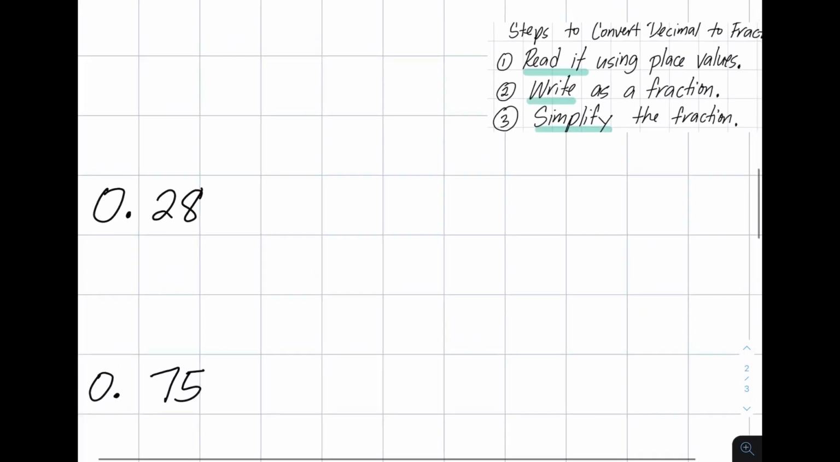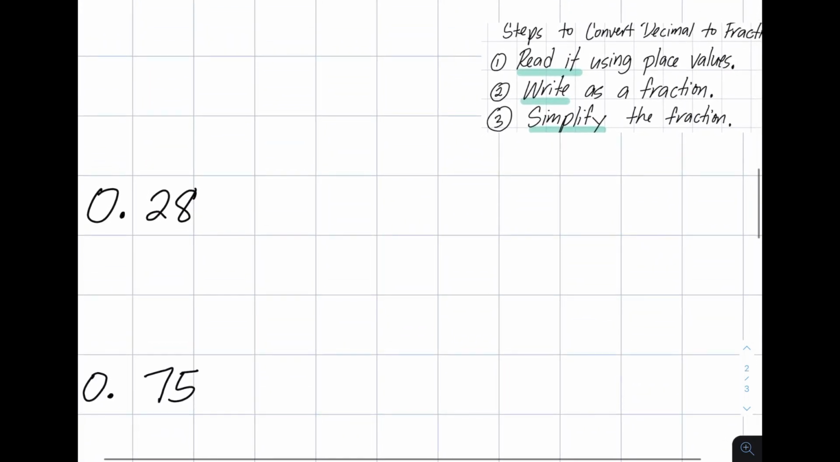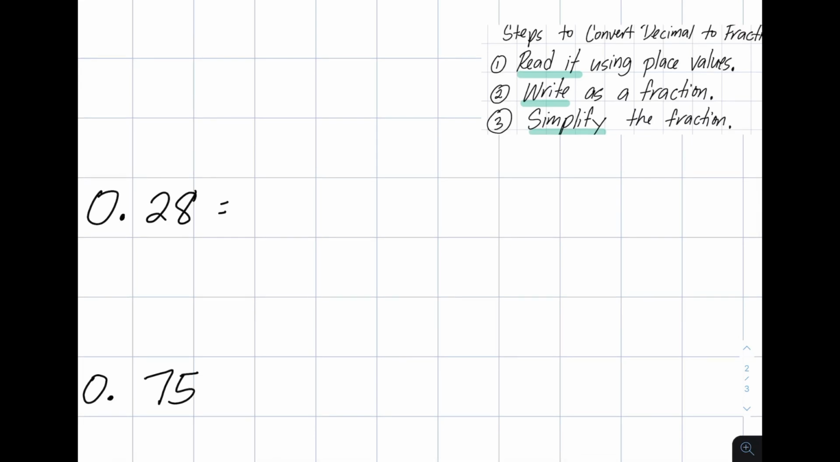Okay, those are your steps again. This will be 0.28. Read it. 28 hundredths. Write it as a fraction, 28/100. You could find the GCF, or you could use continuous division.